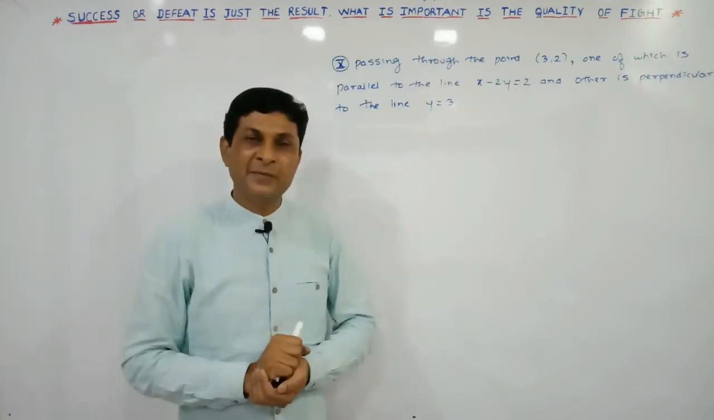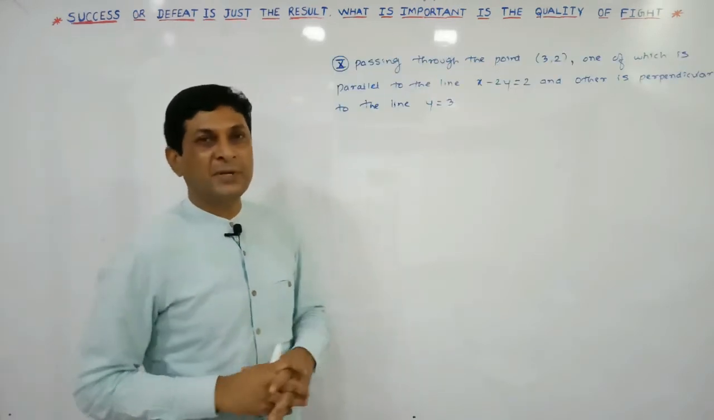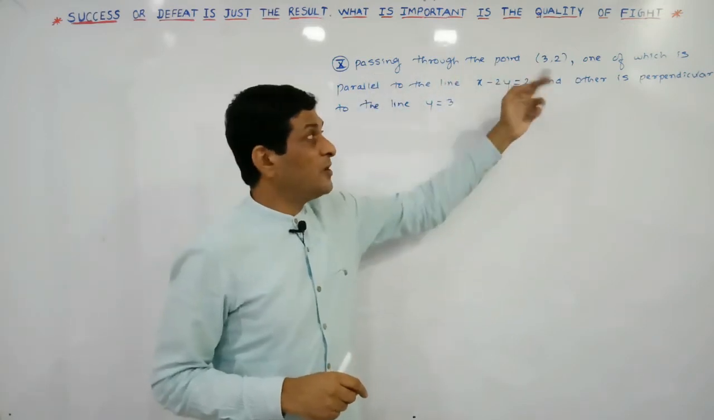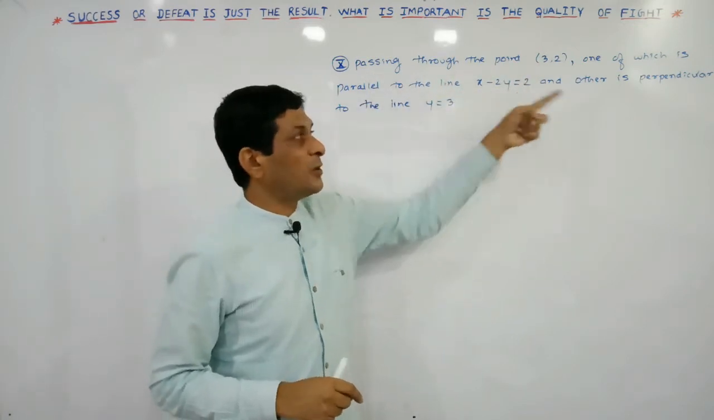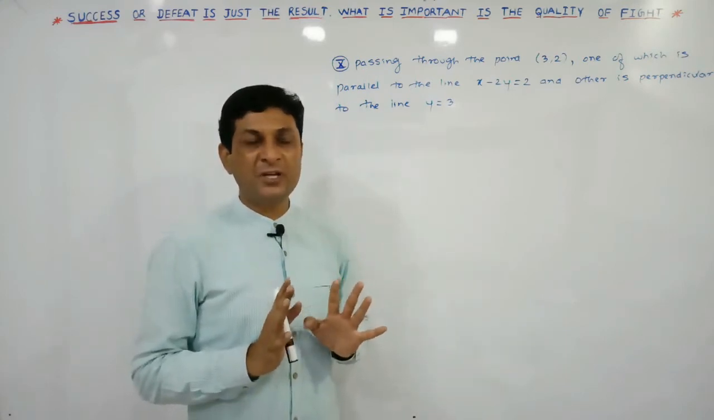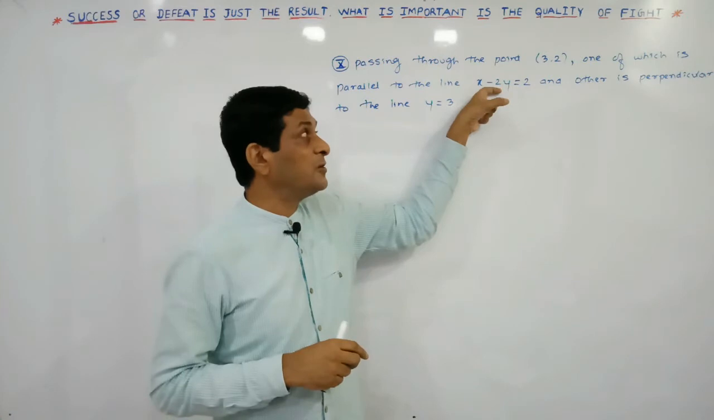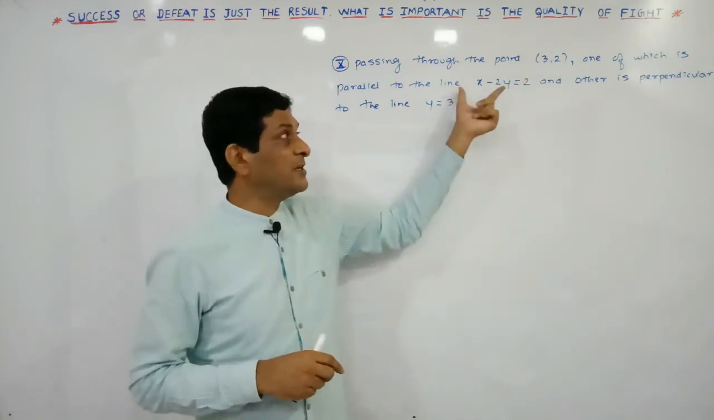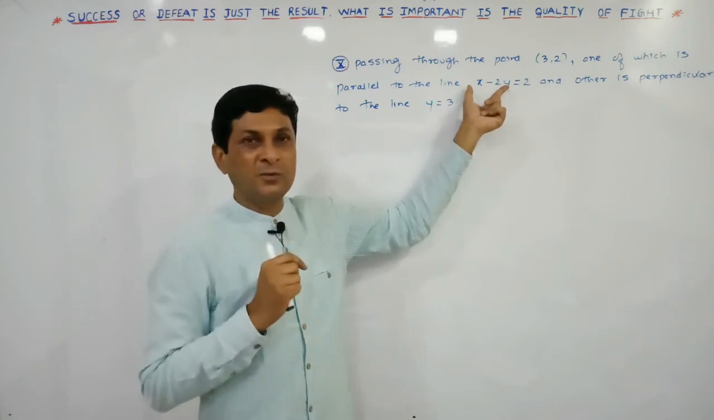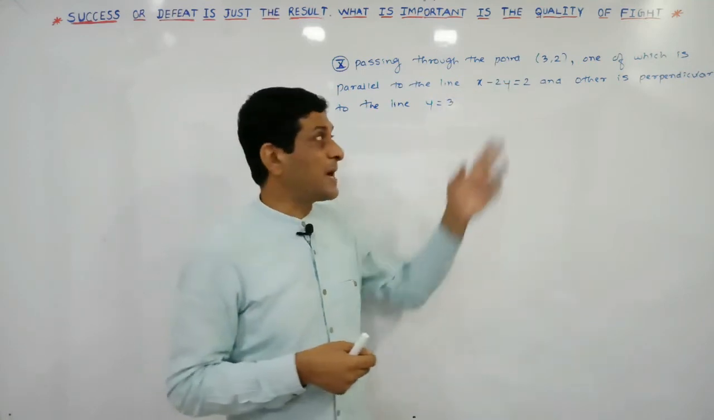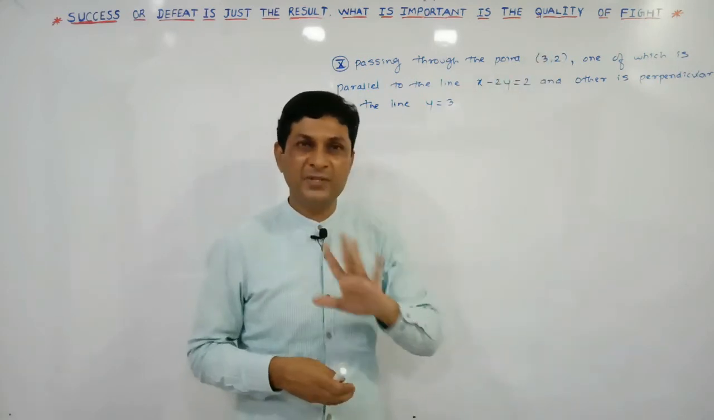Now observe example number 10. In this example our required lines pass through this point, one of which is parallel to this line and the other is perpendicular to this line. So first we are trying to find the equation of the line which is parallel to this line and passes through the point. The point is given to us. From the condition that our first line is parallel to this line, we will find its slope. When the slope is known to us, applying the slope point form, we will get our first equation.